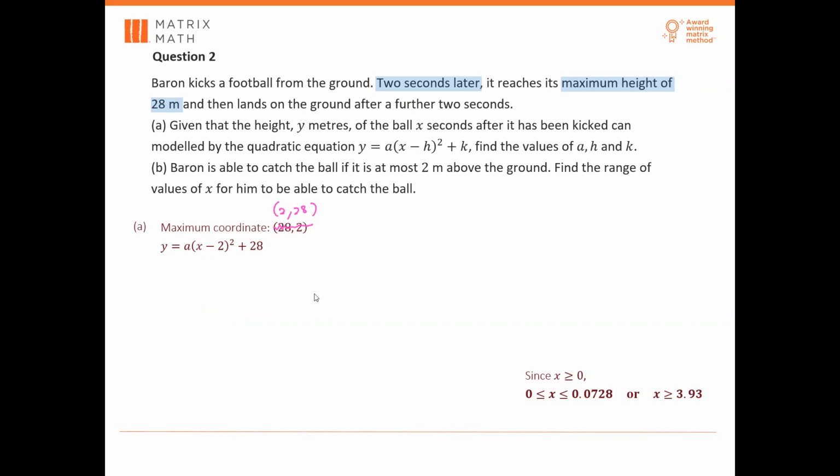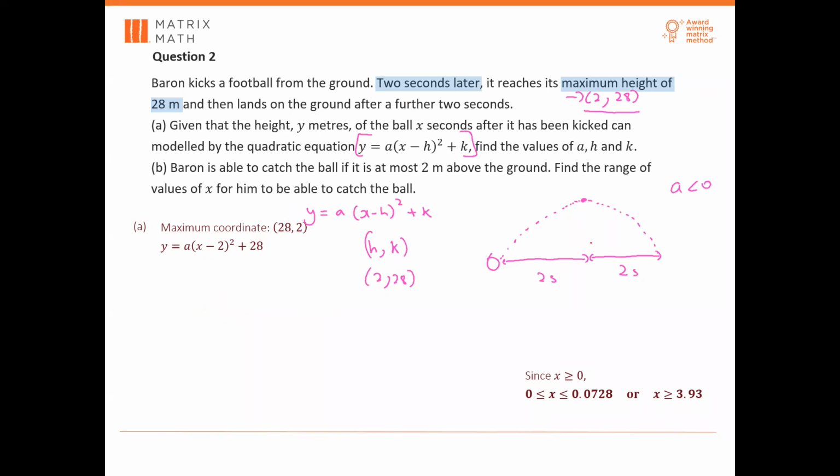Now for part B. So if you were to refer to my drawing earlier on, the ball reaches the ground after a further 2 seconds, right? Which means it takes a total of 4 seconds for the ball to go up and then reach the ground, okay? So when t equals to 4 seconds, your height will be 0. So your height is represented by y, right? So you must write when y equals to 0, x equals to 4.